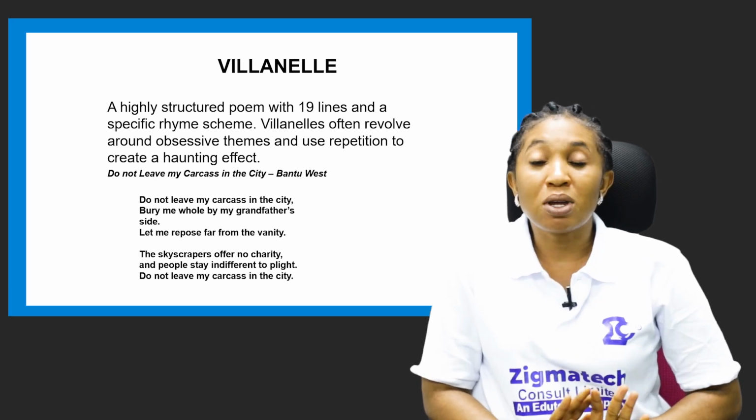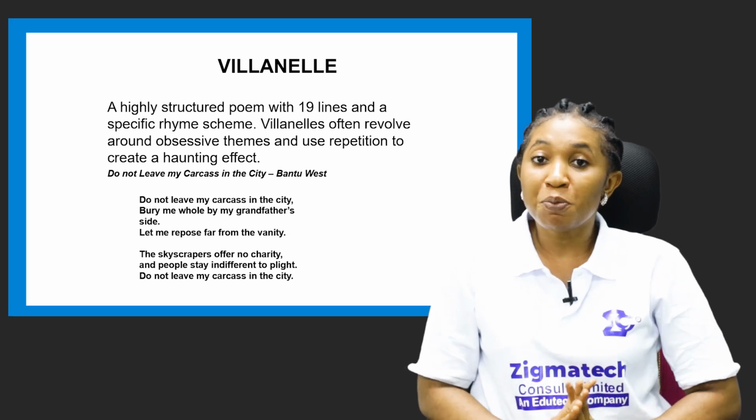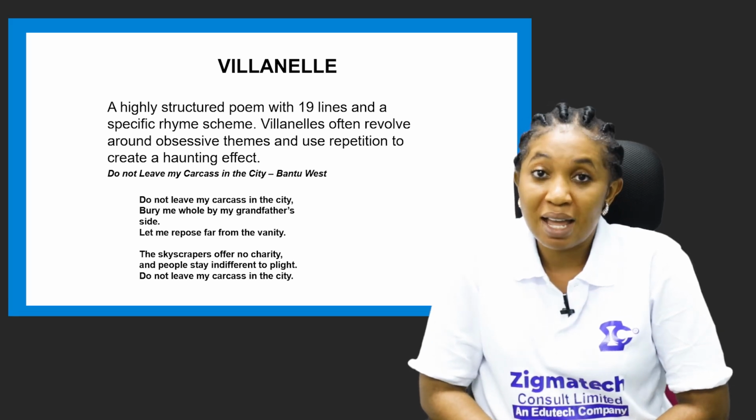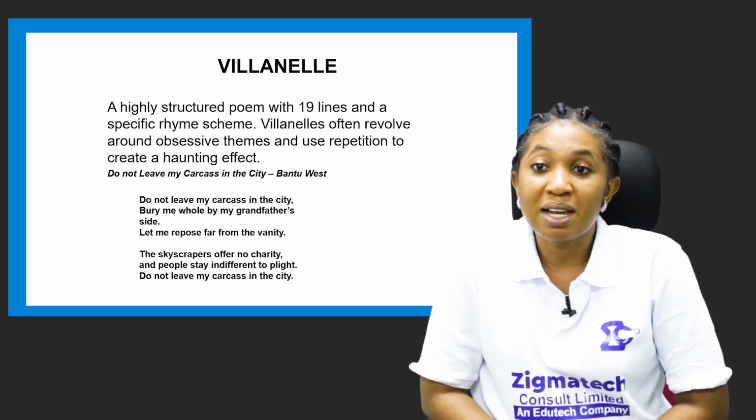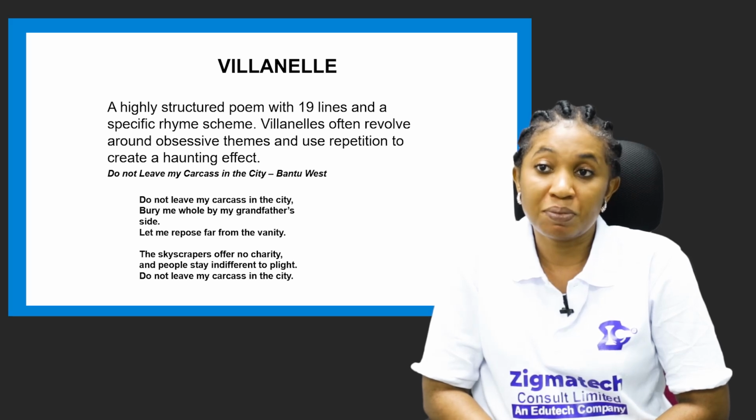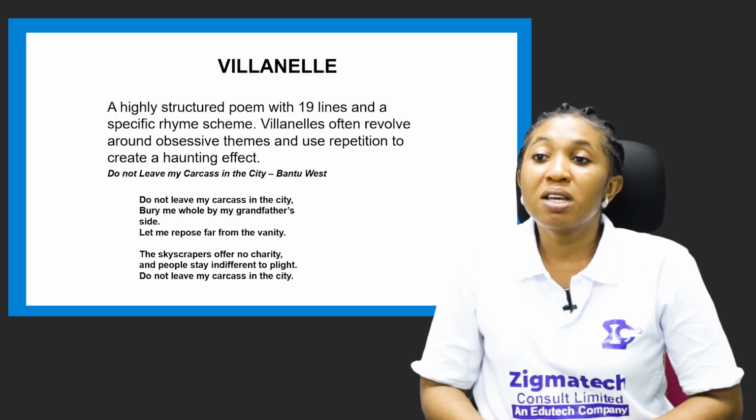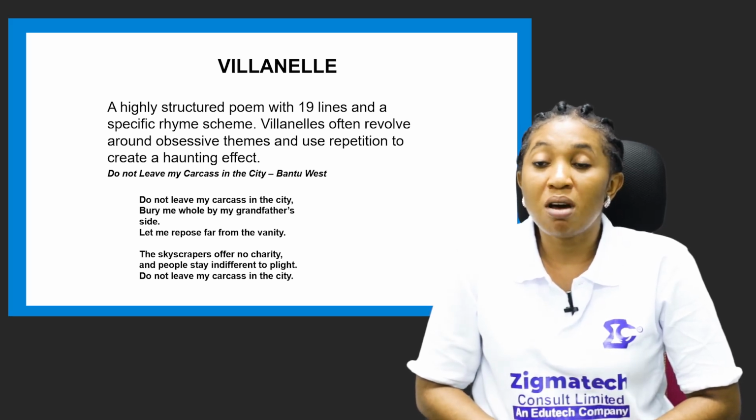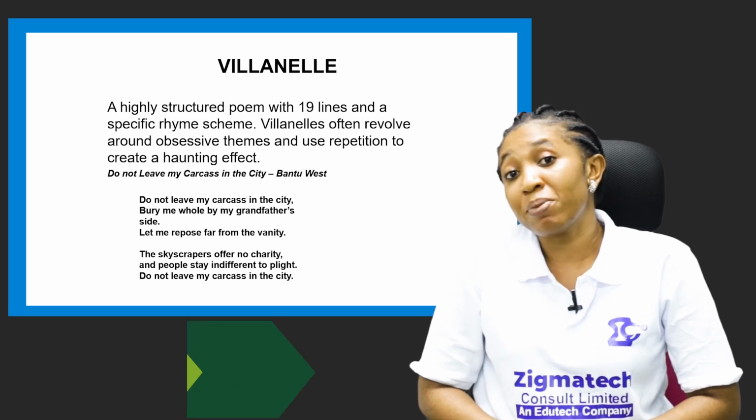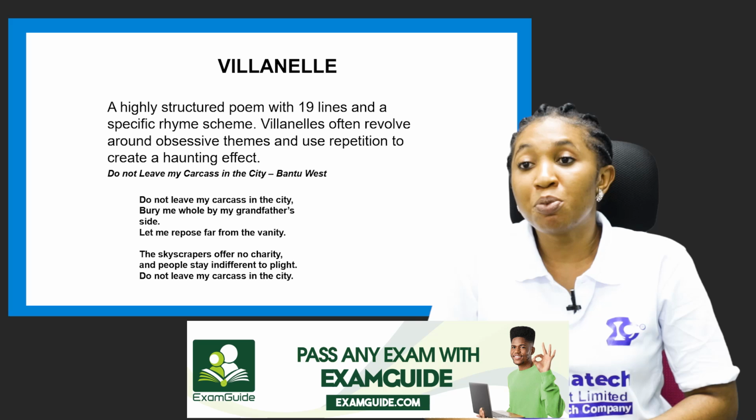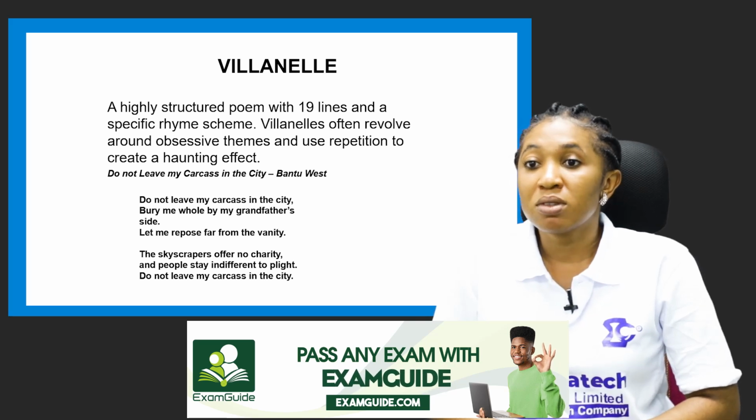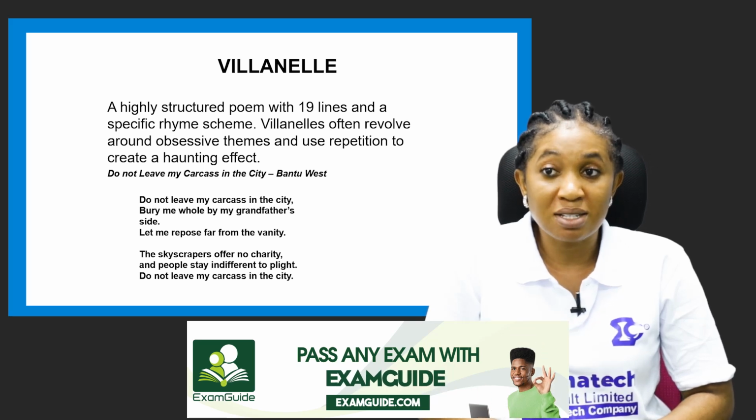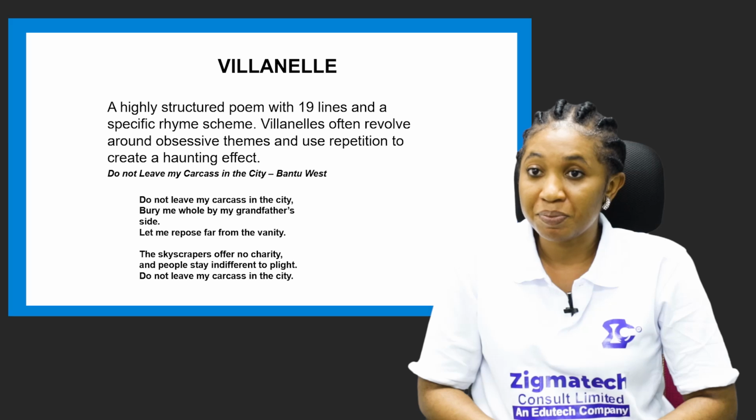A villanelle is also another form of poetry. It is a highly structured poem with 19 lines and a specific rhyme scheme. Villanelles often revolve around obsessive themes and use repetition to create a haunting effect. Some villanelles talk about death. For example, the poem that you see on your screen talks about death. The title of the poem is "Do Not Leave My Carcass in the City" by Bantu West.